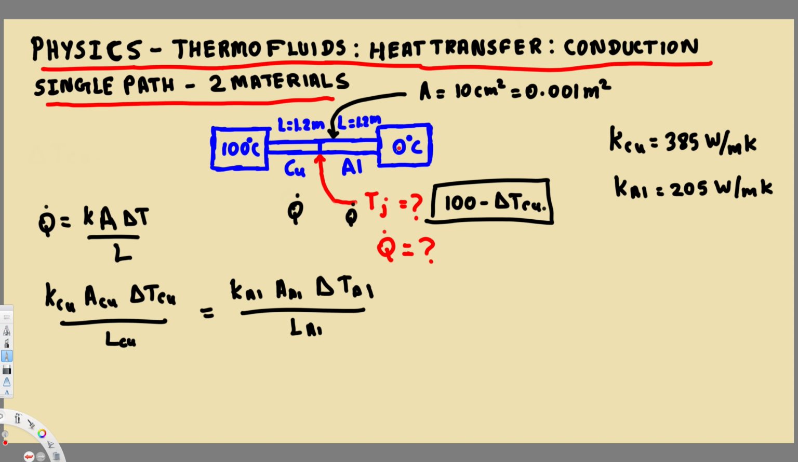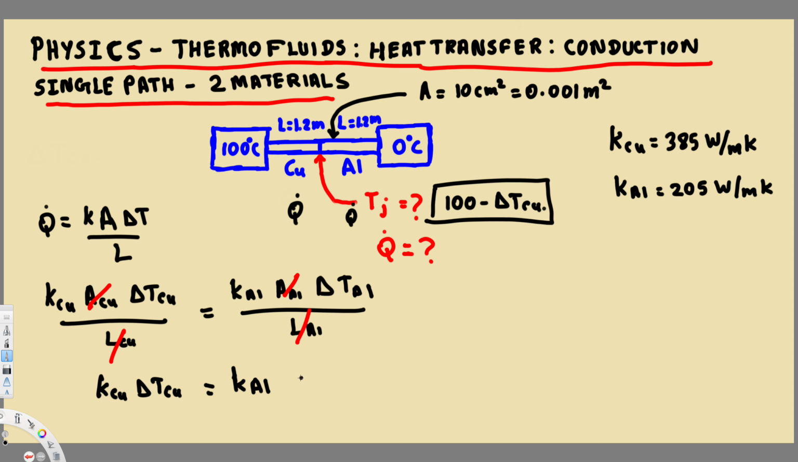Now here we can cancel some of the things. We know that area is going to be equal for both of them because the cross-sectional area of this bar is going to be equal everywhere, right? So we can cancel that. And the length is equal for both of them because both of them have 1.2 meter. So we can cancel that one too. And we are left with K copper delta T copper and K aluminum delta T aluminum.